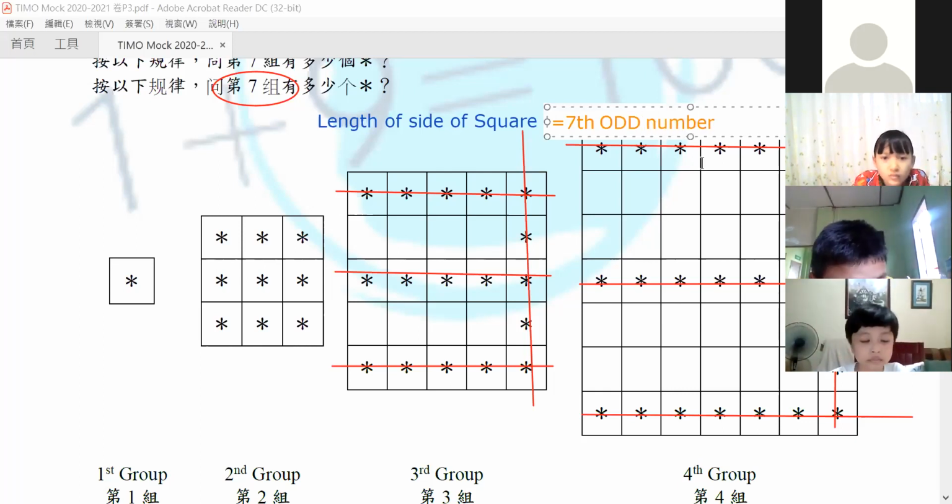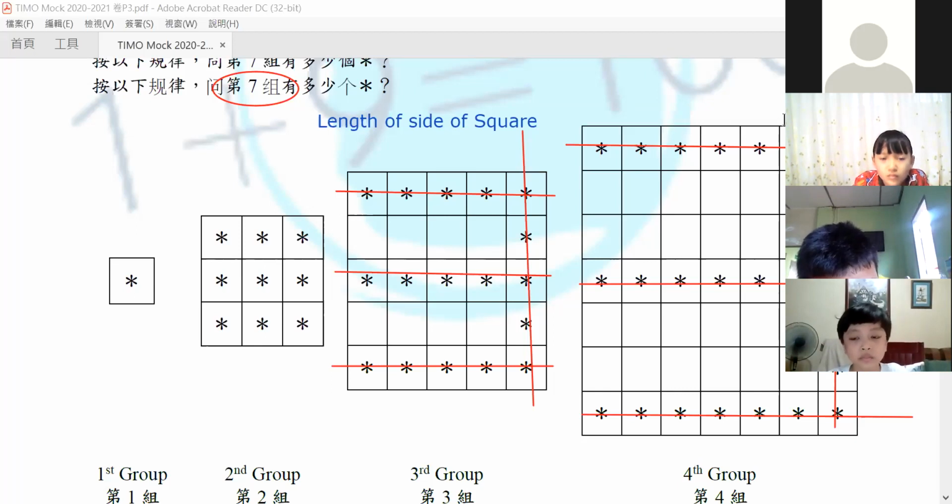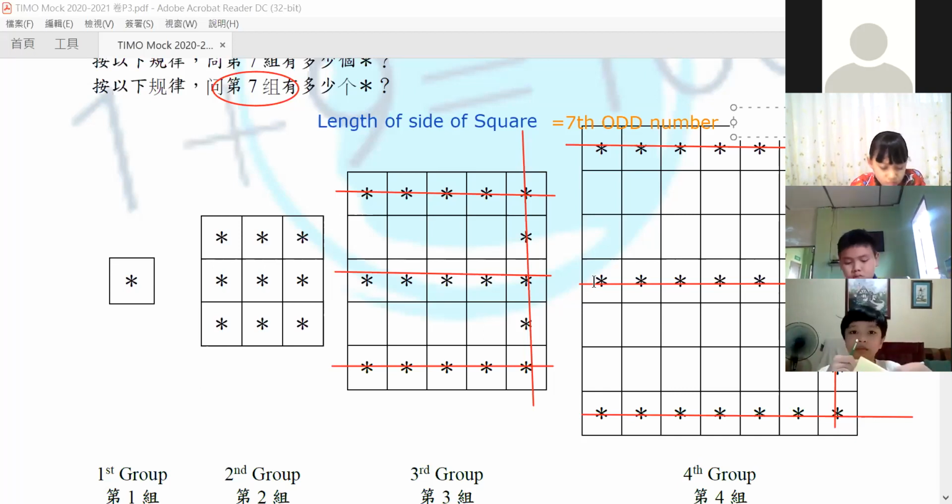What exactly is the seventh odd number? We know that the first odd number is one, the second is three, the third is five, the fourth is seven. So what is the seventh odd number? The seventh odd number is actually equal to 13. So we have a square of length 13.